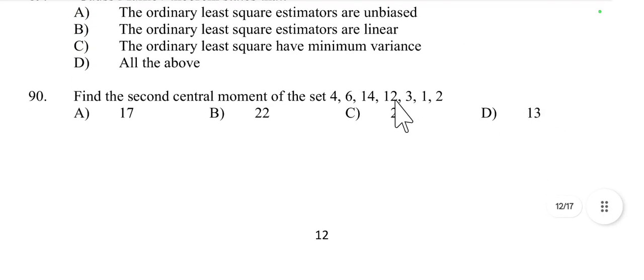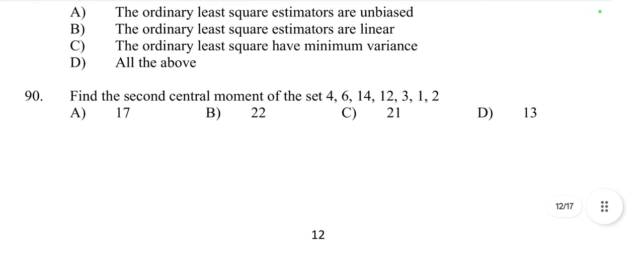Then question number 90. Find the second central moment of the set 4, 6, 14, 12, 3, 1, 2. We have to find out the second central moment. Second central moment is called variance. So we have to find out the variance. So first find out the mean, then we calculate the variance.